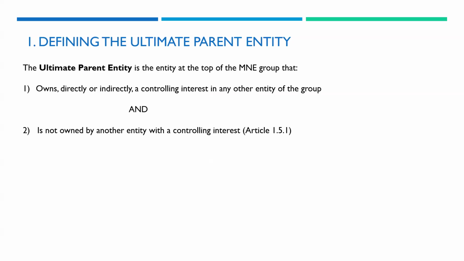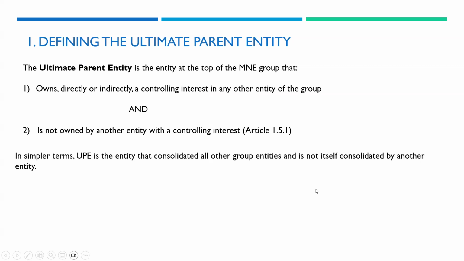Okay. This definition is very important because we would be using this definition to understand or apply the UPE structures going forward. Okay, so you should own a controlling interest in another entity, and you should not be owned by another entity with a controlling interest. Okay, so in simpler terms, UPE is the entity that consolidates all other group entities and is not itself consolidated by another entity. So if you look at the consolidated financial statement, it would basically be made by the UPE.